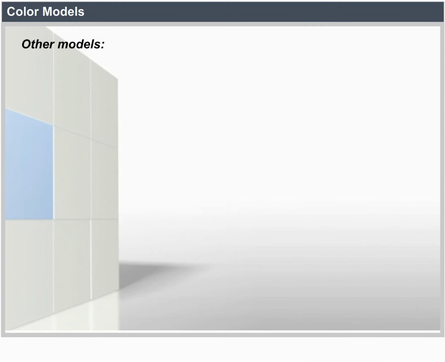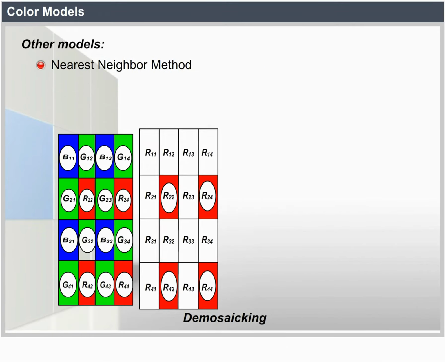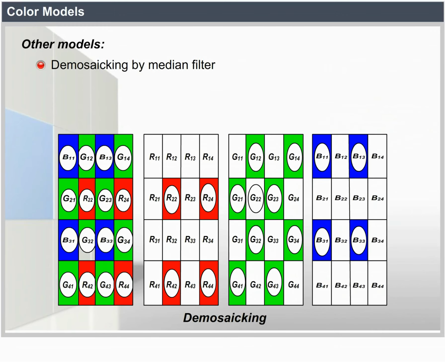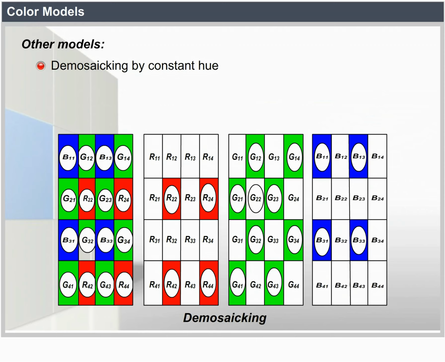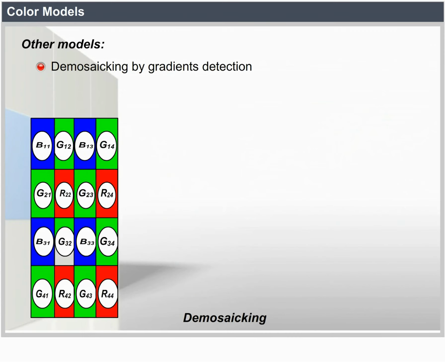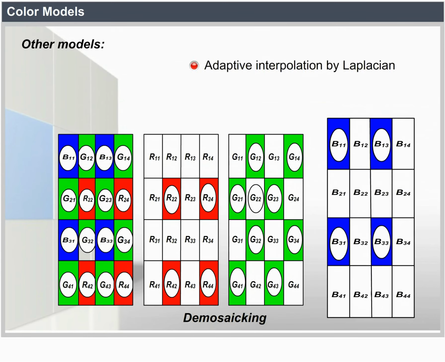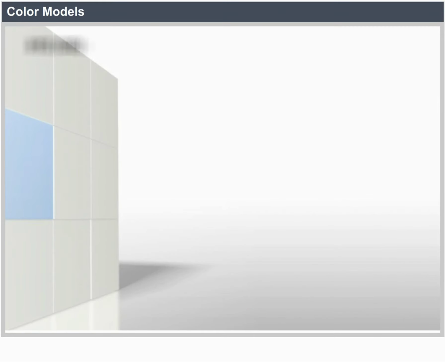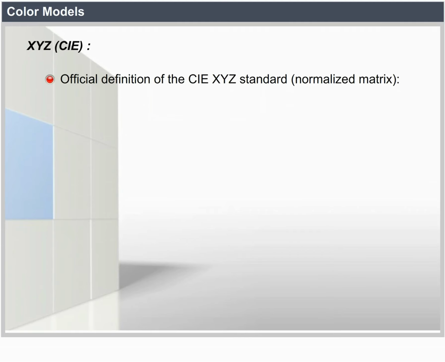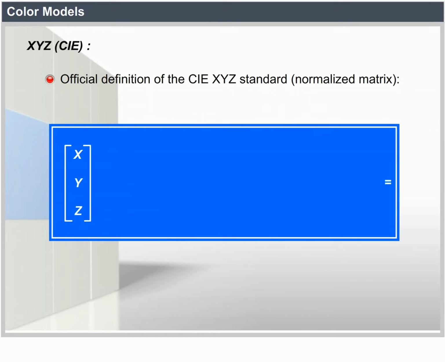The other models: nearest neighbor method, demosaicing by median filter, demosaicing by constant hue, demosaicing by gradients detection, adaptive interpolation by Laplacian. XYZ CIE. The official definition of the CIE XYZ standard, a normalized matrix, is as shown on the screen.